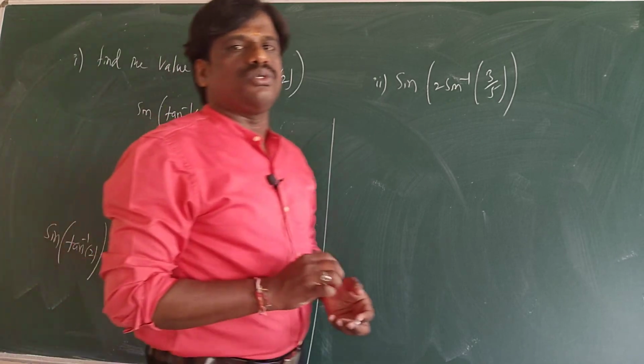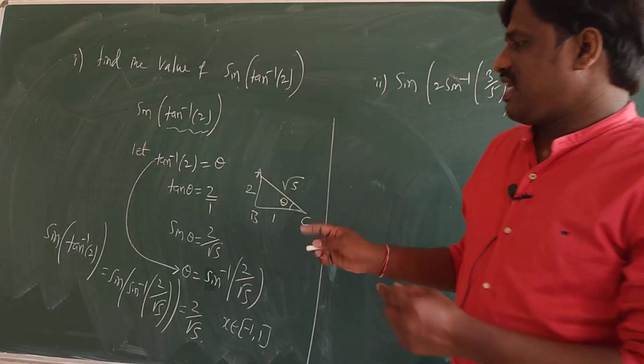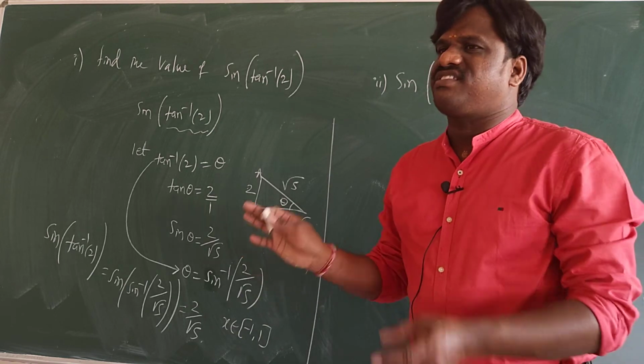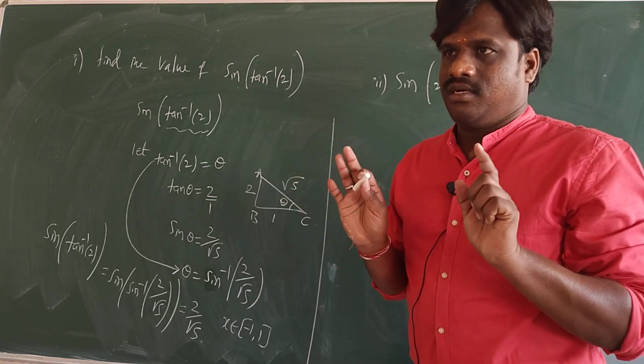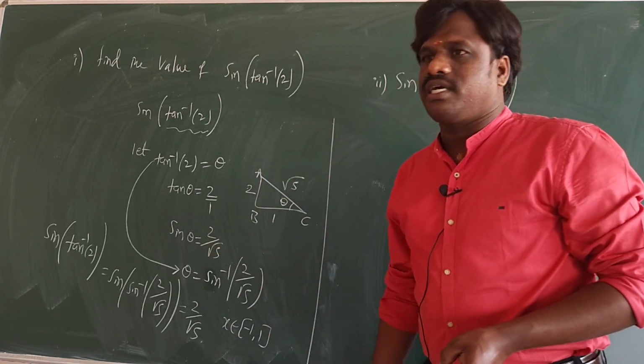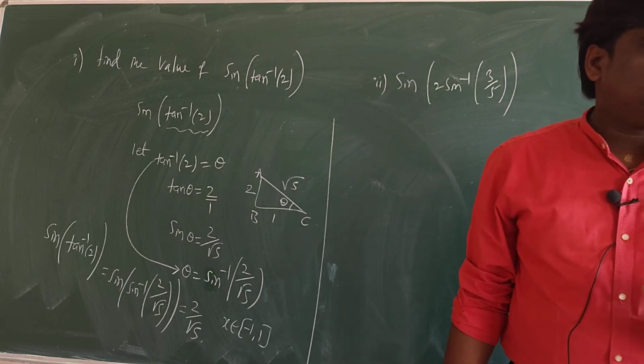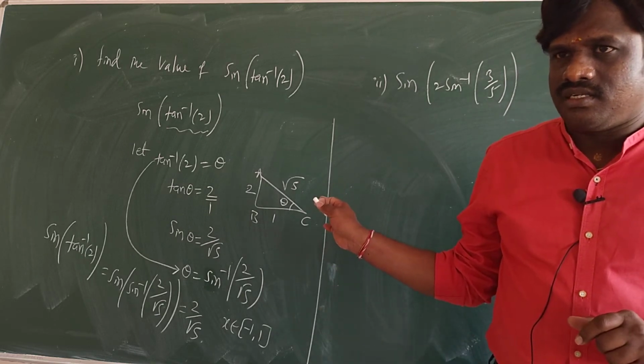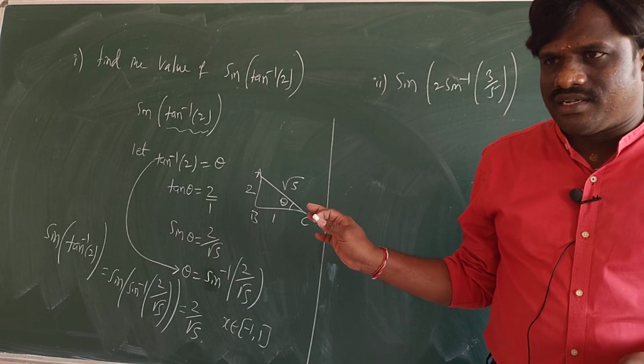So these are the things you should know. You should write the formula also: sine of sine inverse x is equal to x. Did you understand what I said? Should I explain once again?